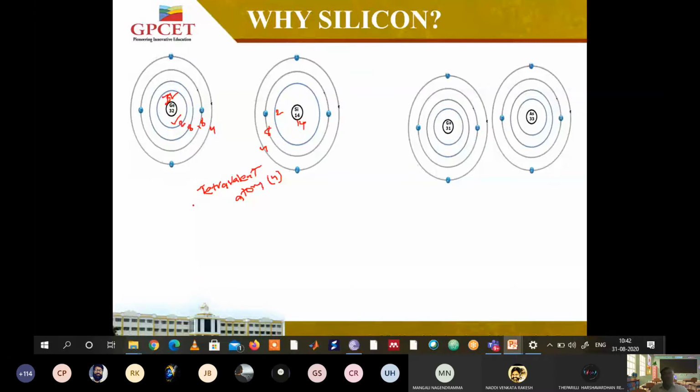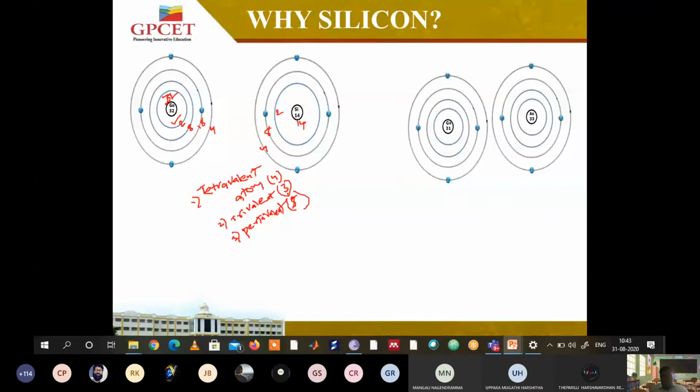Suppose only 3 electrons are present at the outermost orbit, what is that atom called? It is called a trivalent atom. If it contains 5 electrons, what is it called? Pentavalent. Very good. Pentavalent atom. So please do remember these 3 important points: tetravalent is 4, trivalent is 3, pentavalent is 5. Right? Now here, why are we choosing silicon as the best material?